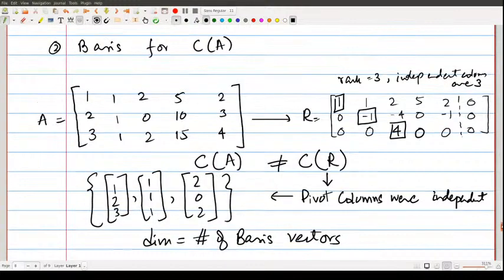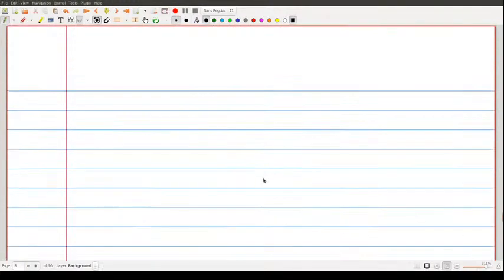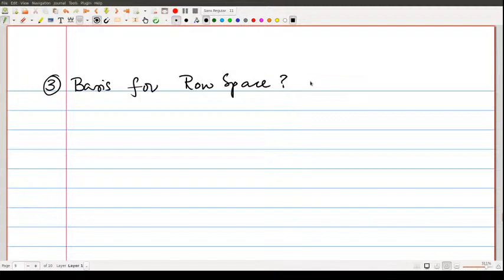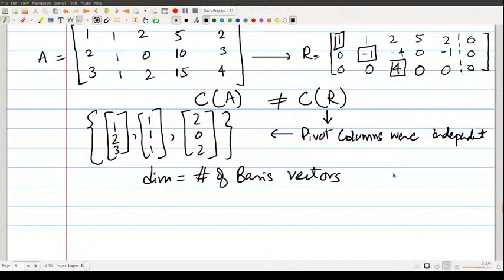Okay, third problem. Let's add another page. Problem 3 is how do we find a basis for the row space, which is the same question as how do I find a basis for the column space of A transpose. The straightforward answer is, of course, how did we find the column space of A? We did row reduction. Row reduction told us which columns to take. I can repeat the same process.